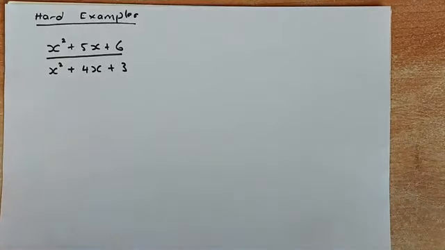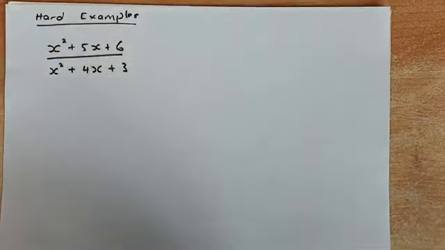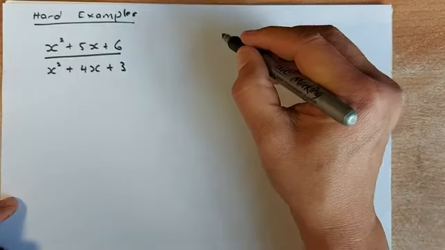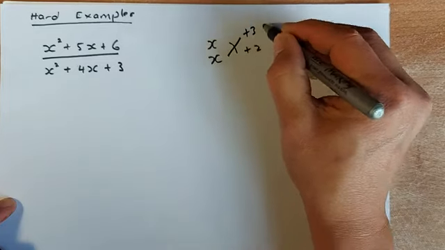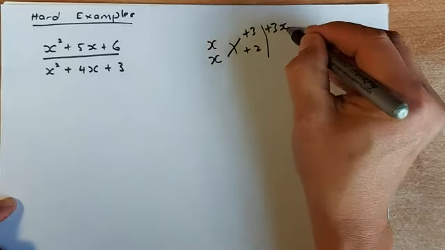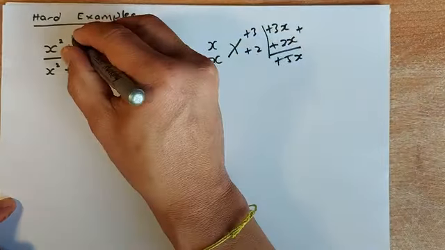Your job is to simplify that. Again, most people will take the easy way out, just cancel the x squared, which is not right. Okay, so the first thing you do when you have an algebraic fraction is factorize the numerator and factorize the denominator. If you factorize the numerator, x and x is going to be plus 3 and plus 2. That will be 3x and 2x. And when you add them up, you get 5x. So that's what you get in the middle.